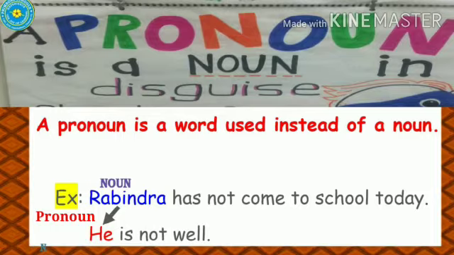Rabindra has not come to school today. He is not well. In this sentence, which is the noun, children? Rabindra, because it names a person. And which is the pronoun used? He. Now, did you notice one thing? A pronoun is used instead of a noun.